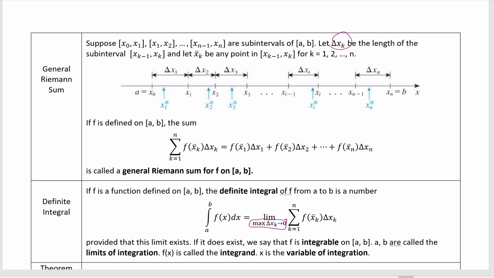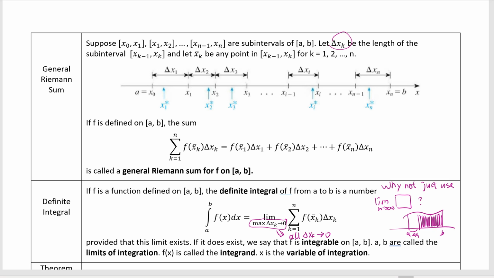So we say let the maximum change of x sub k go to 0. Because the biggest one goes to 0, all of them go to 0. This is the same as saying all of change of x sub k go to 0, and that is the general Riemann sum. Why do we need that? Why not just use the limit as n goes to infinity? Well, let's say you have this picture, where this is a and this is b. If you just let n go to infinity, I can have my change of x1 stay the same, and then let the rest be smaller.